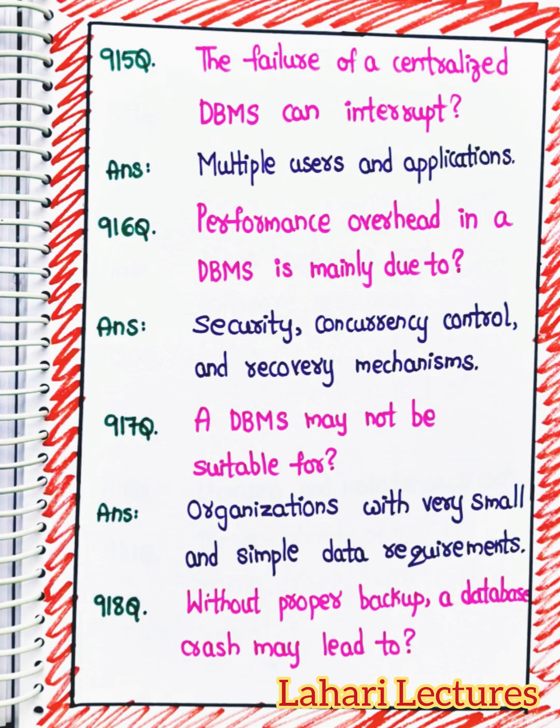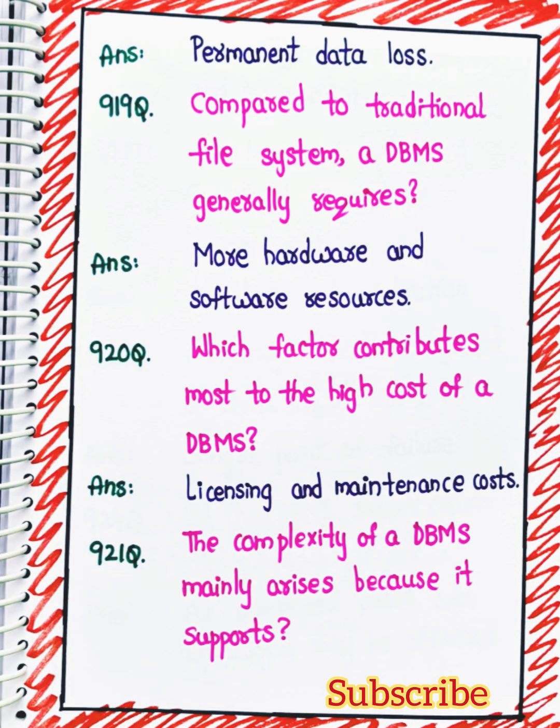Performance overhead in a DBMS is mainly due to security, concurrency control, and recovery mechanisms. A DBMS may not be suitable for organizations with very small and simple data requirements. Without proper backup, a DBMS crash may lead to permanent data loss. Compared to a traditional file system, a DBMS generally requires more hardware and software resources.